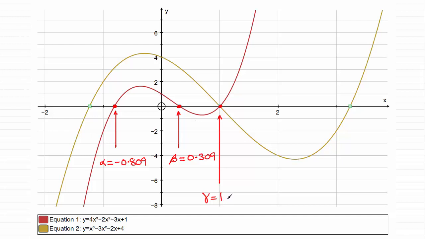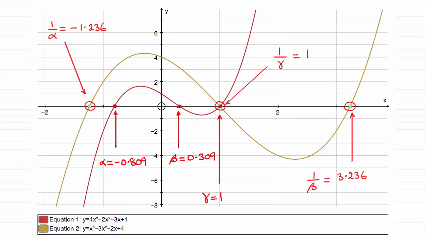So when we do the reciprocal of these roots, we would hope to get these results that you see here. And indeed we do, as we've got here. Do check these out. You'll see that 1 divided by alpha here gives us minus 1.236, which agrees with this point here. Clearly 1 divided by 1 is going to be 1. And 1 divided by beta, this value here, turns out to be 3.236. So there's just a graphical visualization of what we've just done.